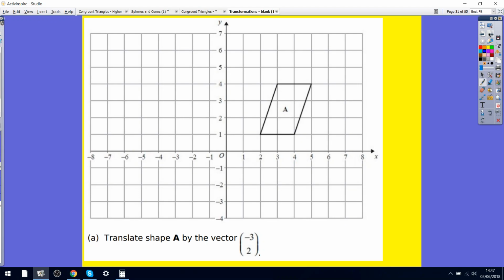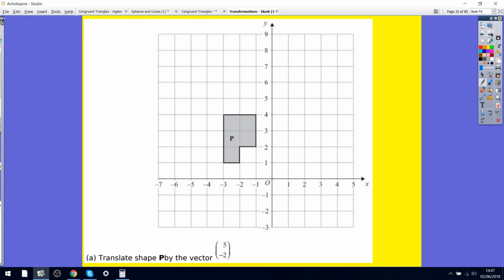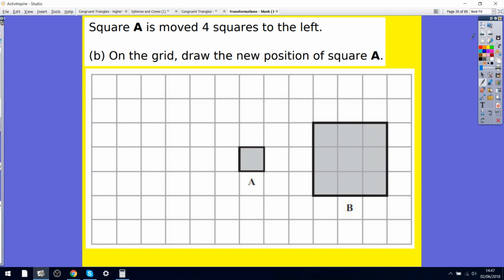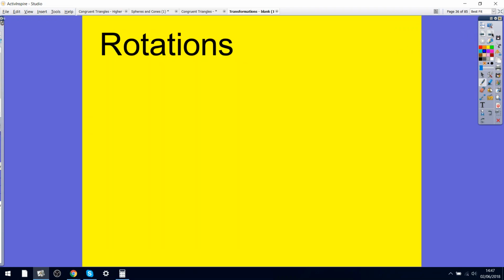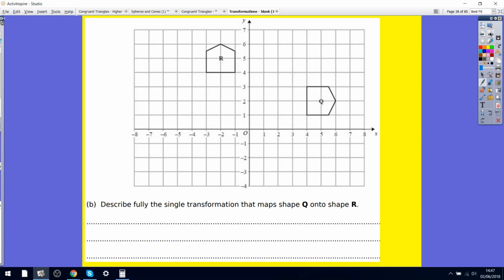Okay, so this is the same idea. 3 left, 2 up. What would this be, just in terms of what direction would it move? Yeah. And 2 down. Square A. No, that's easy. Working backwards.